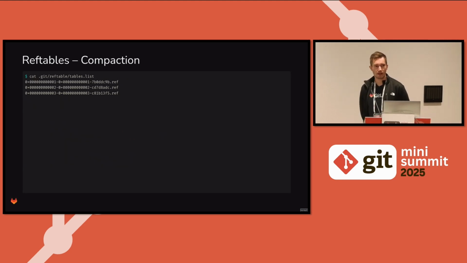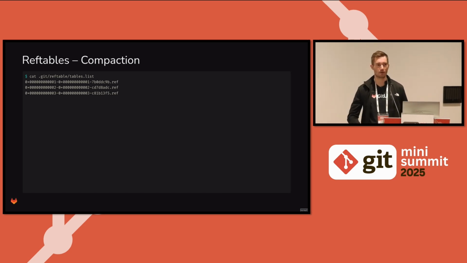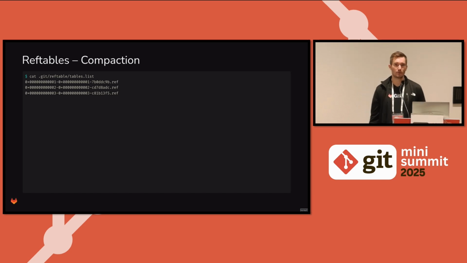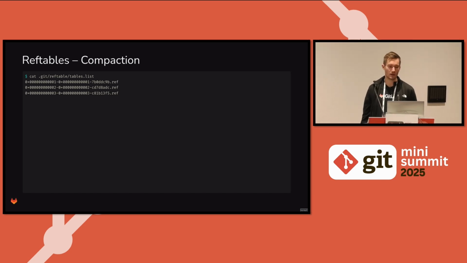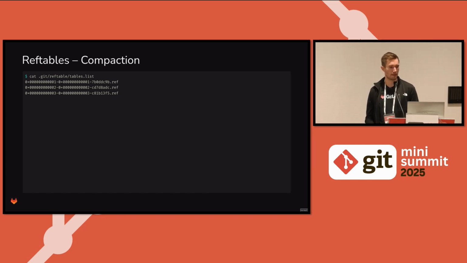Of course, we cannot just keep on appending new tables to the stack whenever we write a reference, because that would quickly get out of hand if we had hundreds or thousands of tables. To prevent the list from growing too long, we use auto-compaction. Whenever we append a new table or a new entry to the list, we check whether some of the tables should be merged together.